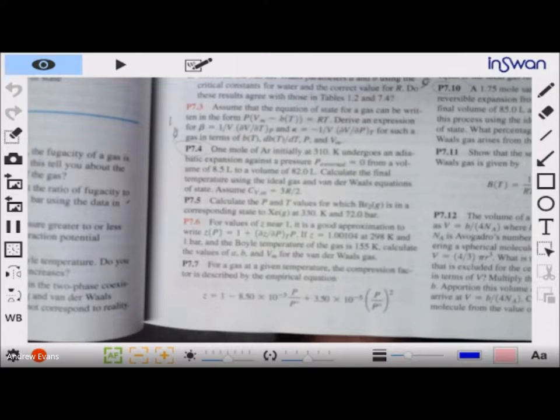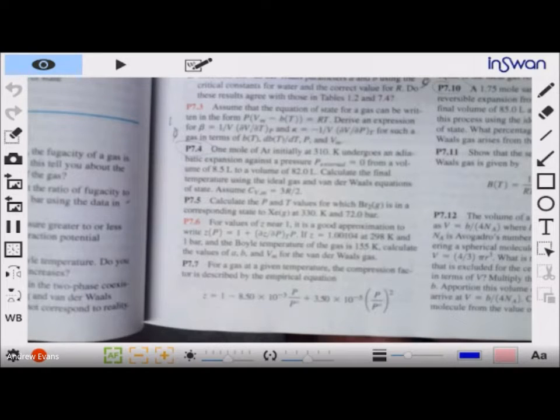Okay, welcome. We're going to look at some problems regarding real gases from Chapter 7. So the problems we'll be looking at are problems 4, 10, 17, 24, and 26. To begin, we'll look at problem 4.